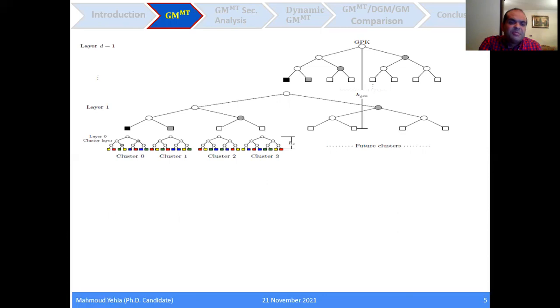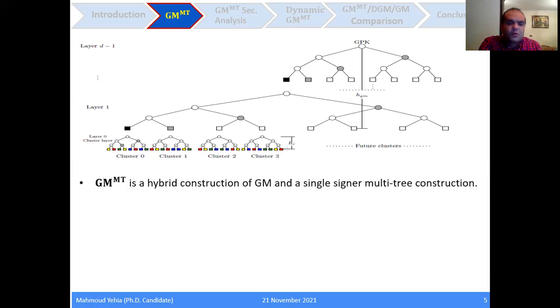Accordingly, we propose the GMMT that solves the limitations that we mentioned previously in the group Merkle and the dynamic group Merkle. The GMMT is a hybrid construction of the group Merkle and a single-signer multi-tree construction, where it encompasses several group Merkle trees, denoted by clusters, at layer 0 and one stateful hash-based signature scheme from layer 1 up to layer d-1. The top layer tree root is the group public key.